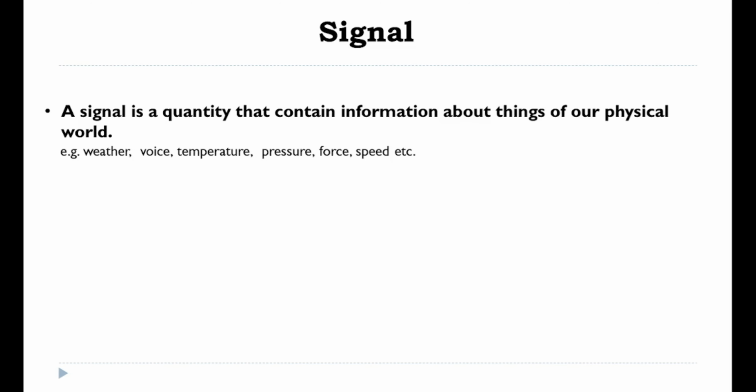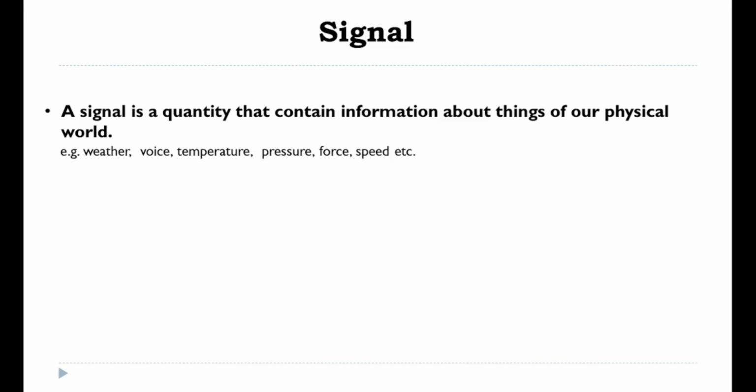When we hear the word signal, what comes into our mind? A wave-like function, right? Yes, we represent a signal in the form of waves. So here we start with the basic definition of the signal. A signal is a quantity that contains information about things in our physical world, things like our voice, temperature, pressure, weather report or speed, etc.